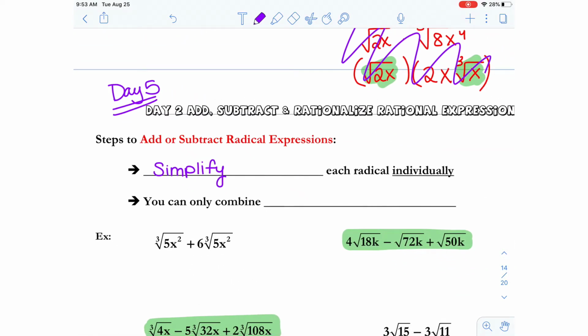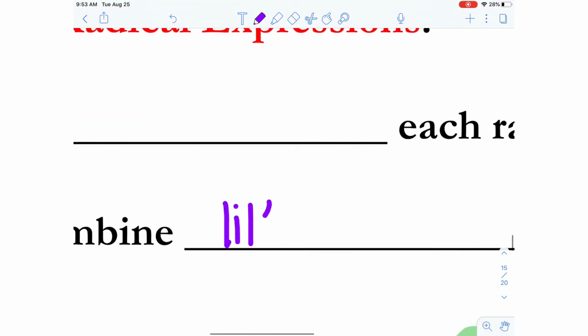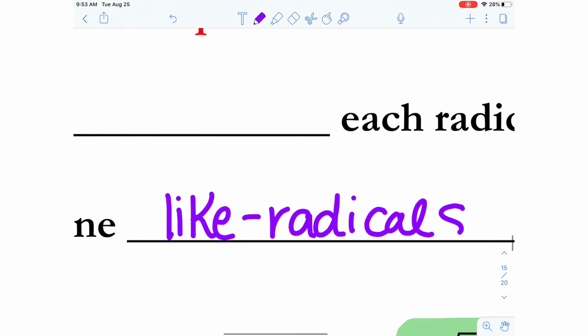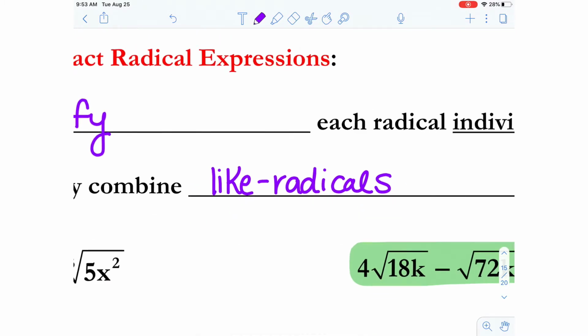simplify initially. Okay, you want to start by simplifying each radical individually, and then you can only combine if you have like terms, which in this case I'm going to call like radicals. So they have to have the same exact index and the exact same insides, okay?